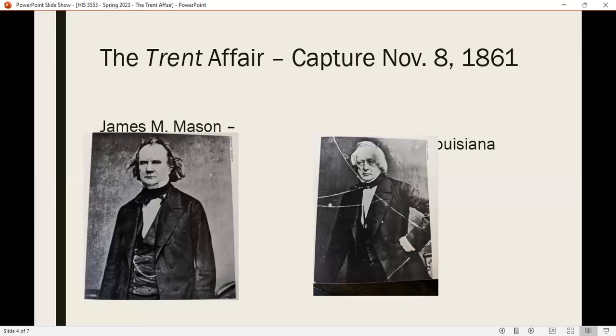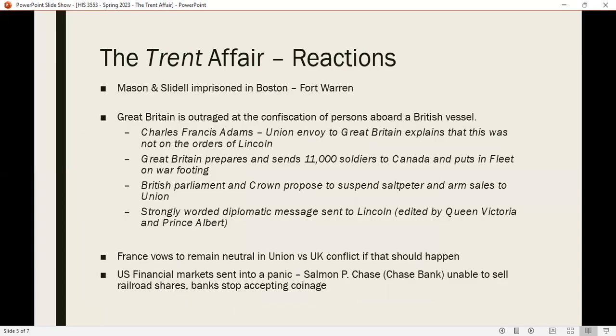And so when the British steamer, the Trent, leaves out of the Cuban harbor of Havana, the Union warship San Jacinto stops them, boards the British steamer, and basically imprisons these two gentlemen, takes them off the Trent, and puts them on the Union warship. And that's kind of a big no-no in international rule of the sea at the time. So what ends up happening?